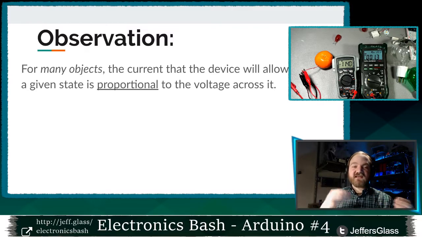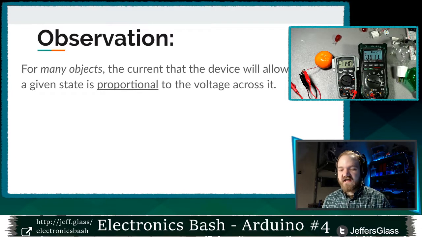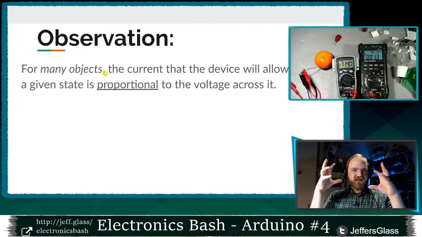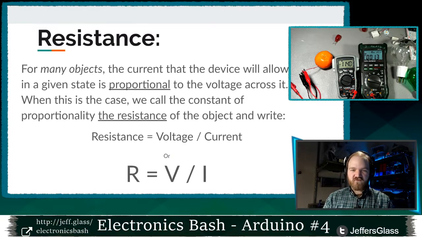The current that the device will allow in a given state is proportional to the voltage across it. Given state is just to mean that if we're going to do something really extreme, then this relationship might not hold. If I were to put so much current through this orange that it caught on fire, say, or if I'm looking at current flowing through water, and then I freeze the water, that's not the object in the same given state, so I can't expect this relationship to hold. But for things in a given state, a relatively narrow range of temperatures and physical properties, we see that for many objects, the current and voltage are proportional.